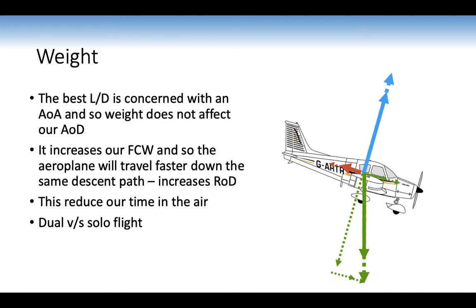No matter who the kid or the adult is, they're still gliding at the same angle. It increases our forward component of weight, and so the aeroplane will travel faster down the same descent path. So it increases our rate of descent. Same thing, the adult would slide down a lot quicker on the slide versus the kid. And just like with the aeroplane, we've got a greater weight, so a greater forward component of weight, so it's quicker down the same glide path. So the range remains exactly the same, surprisingly, and it'll reduce our time in the air. You'll really see it in dual versus solo flight, where you'll still be gliding at 73 knots, range will remain the same, but you'll glide down a lot quicker as well.